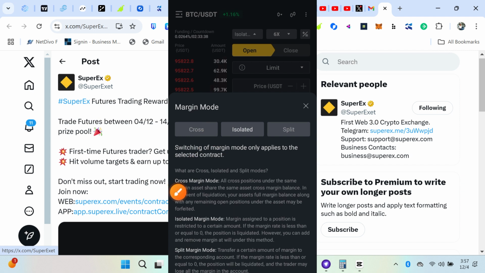But isolated trading is the best trading system for me, because the amount you set aside to trade on this platform, if the market is not in your favor, you'll be liquidated from that amount, while the other amount you have on your account still remains.